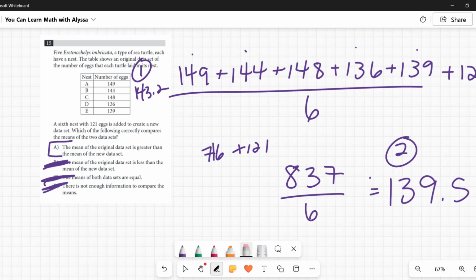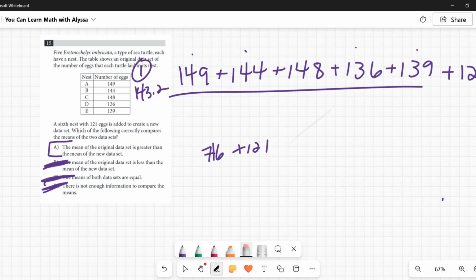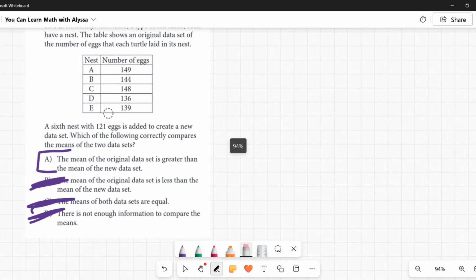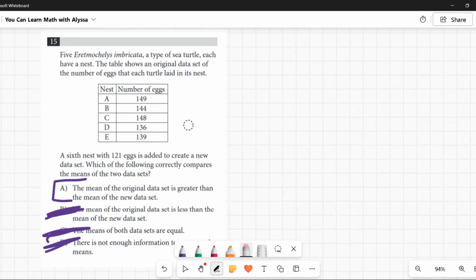Now for the shortcut. The shortcut on this, you don't actually have to do any math. You don't have to type anything in a calculator, nothing. So here's the thing about means. Averages go up and down with new data based on if they are higher or lower than the original data points. Now, what does all that mean?